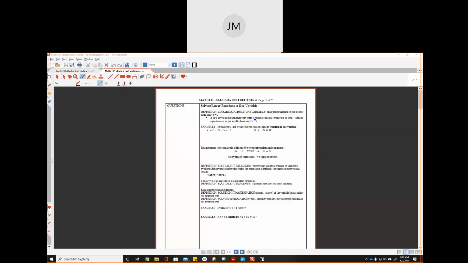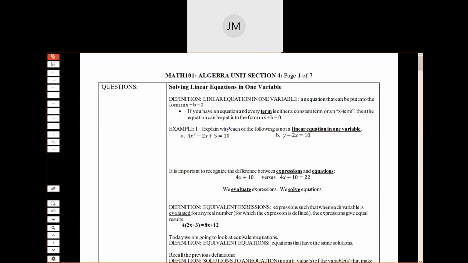Okay, so section 4, we're going to look at solving equations. And, again, what I want to do to begin with is make sure that we have all of the terminology down. Okay, so we're going to start with a definition. So, a linear equation in one variable. Sort of a mouthful, but all we're doing is we're saying that we have an equation that has just one variable in it.